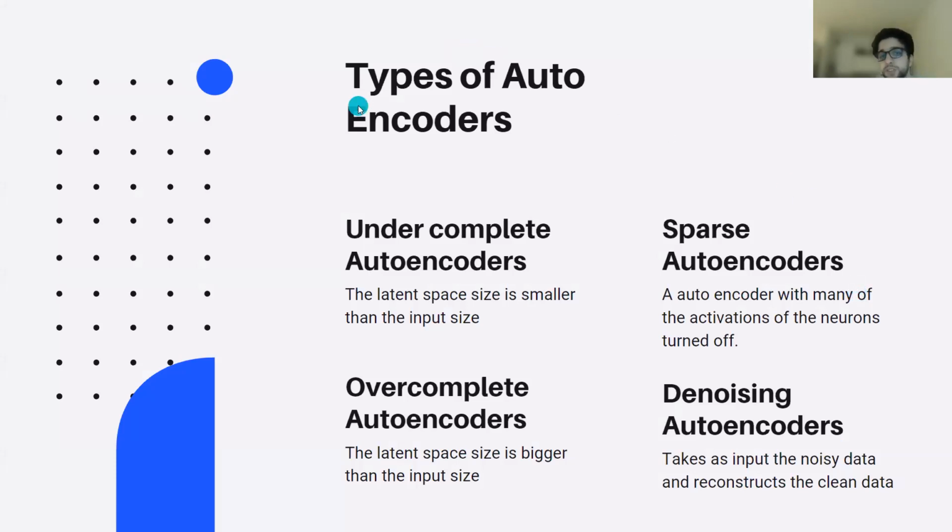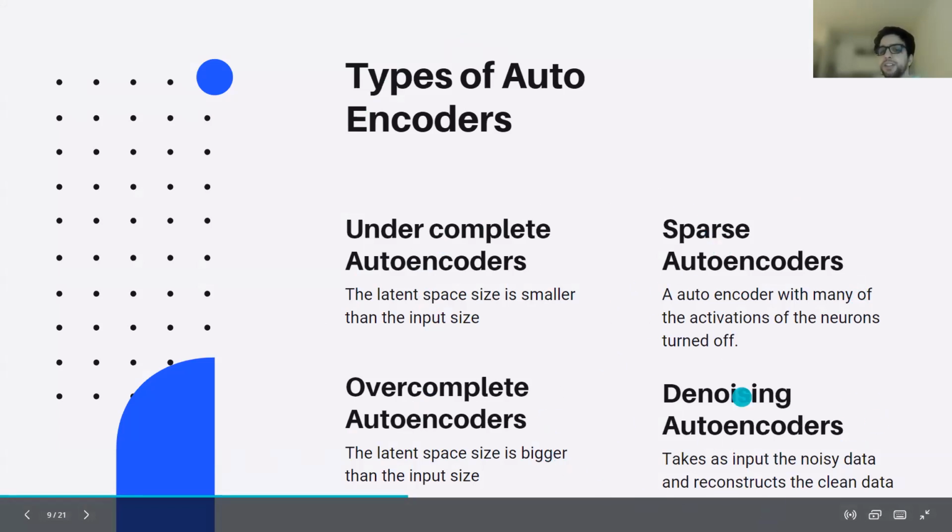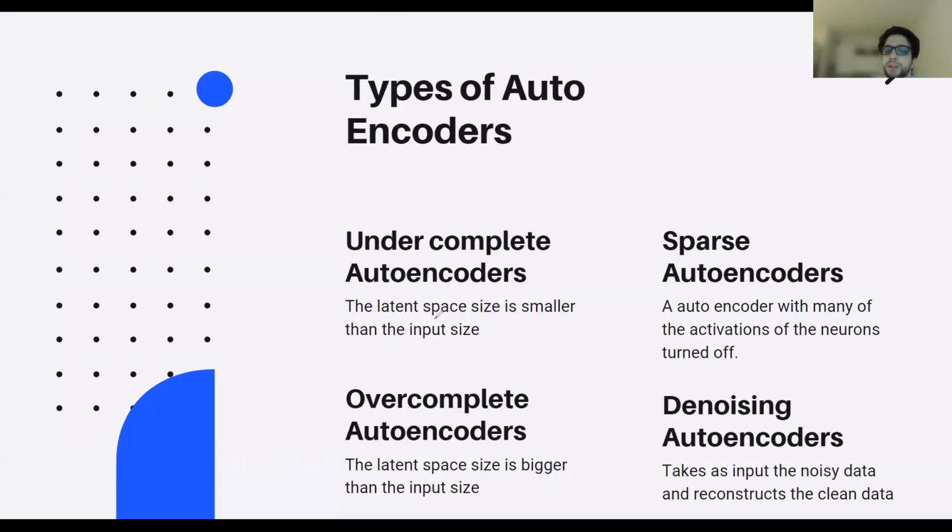So there are different types of autoencoders. There are undercomplete, overcomplete, sparse autoencoders, and there are denoising autoencoders that we spoke about. The undercomplete autoencoders are the most common one, where the latent space size is smaller than the input size. So basically, we take a very high dimensional image, send it through an autoencoder, and we learn a latent space that is smaller than the original space. Then we send that one through the decoder. So this one is smaller than this one.